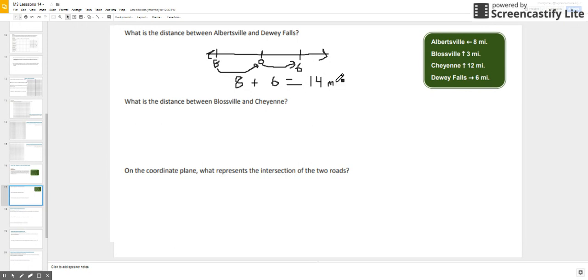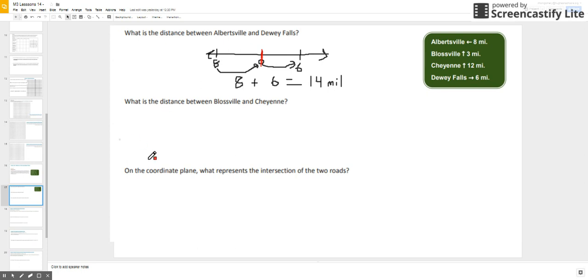Now I can't just add numbers together. I have to look at direction. Actually, I should probably mark it with a different color to make it a little more clear. If I'm sitting here at the red, Albertsville is 8 miles one way. Dewey Falls is 6 miles the other way. To find the distance between both of them, you simply add those two numbers together. So there you go. All right, let's look at the next one.